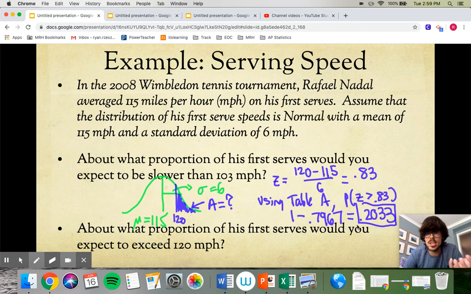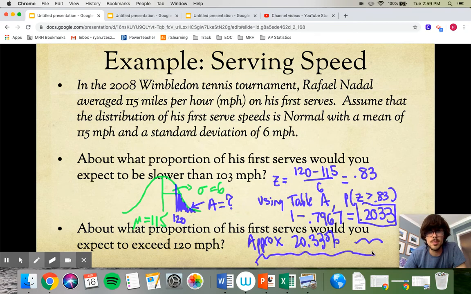The reason that shading your picture is so helpful: let's say you forgot, and you're just like, oh, I got 0.79, I forgot to do a 1 minus. You could look at your picture and be like, no, that's not 79% of my picture, it's less than half. So drawing a picture will also help you from giving the wrong number and forgetting to do a 1 minus. So I would do the same thing: approximately 20.33% of his serves exceed 120 miles per hour. And that's a full credit answer.